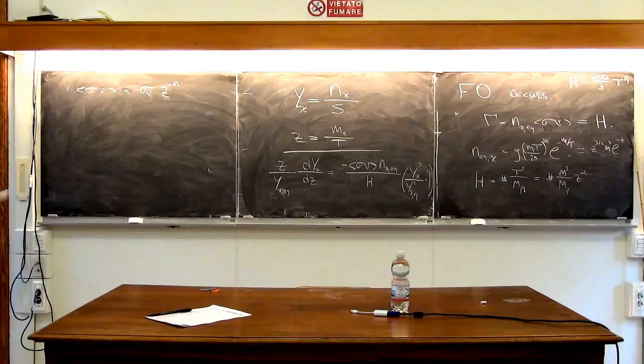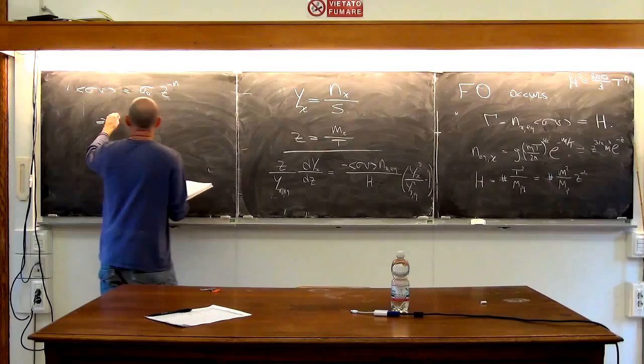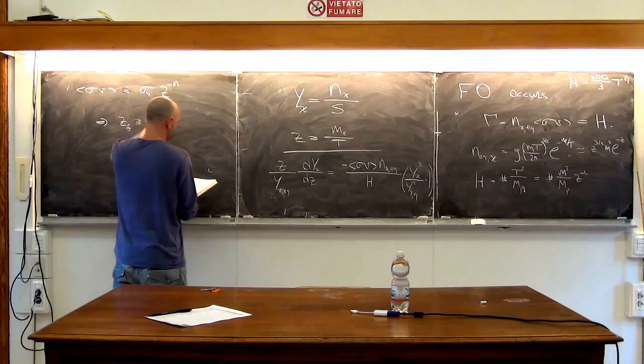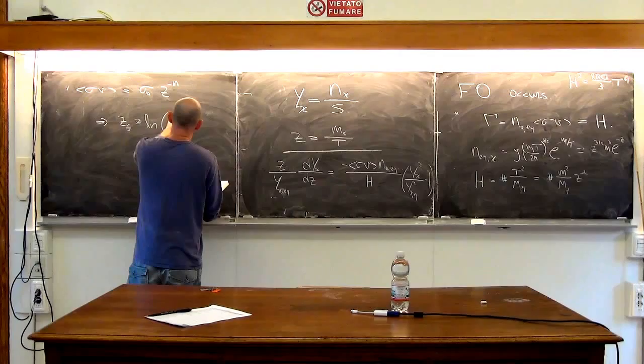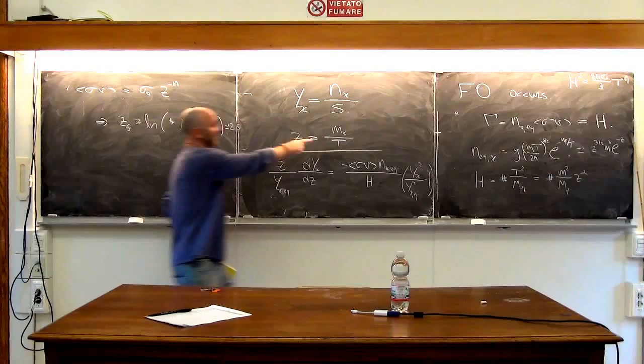Okay. And then I just plug it all in. So I'm going to have some z to the minus n plus 3 halves e to the minus z equals some z to the minus 2. I compare the two, and what I get is that at freeze-out, my z_F is roughly log of some numbers, maybe I intentionally don't write them down, times M Planck sigma naught m chi. So at freeze-out, this number is roughly 25.